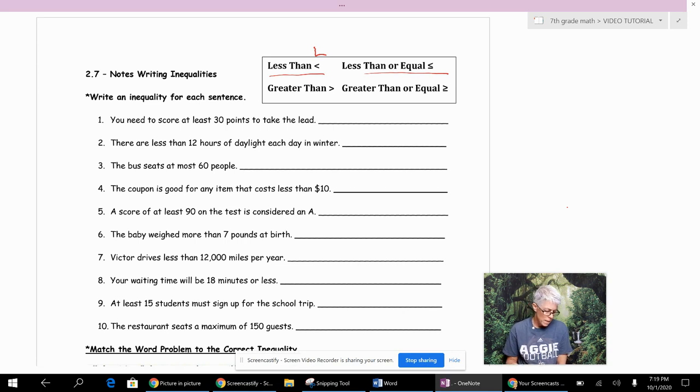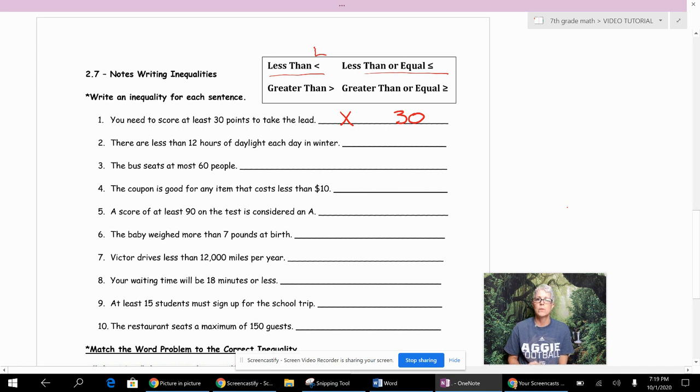Number one says you need to score at least 30 points to take the lead. So of whatever, we don't know what it is. In fact, we know it's not just one number, it's a set of numbers. It's going to be represented by a variable, whatever we want. So let's just call it X. And then they give us the number 30.